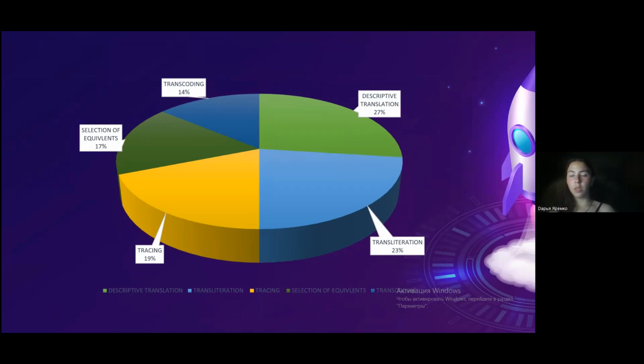Let's look at diagram 1. In this diagram, we can see that the most used method of translating abbreviations is descriptive translation, which has 27%, then goes transliteration with 23%, then 19% has tracing, then goes selection of equivalent with 17% and transcoding with 14%. Next slide, please.